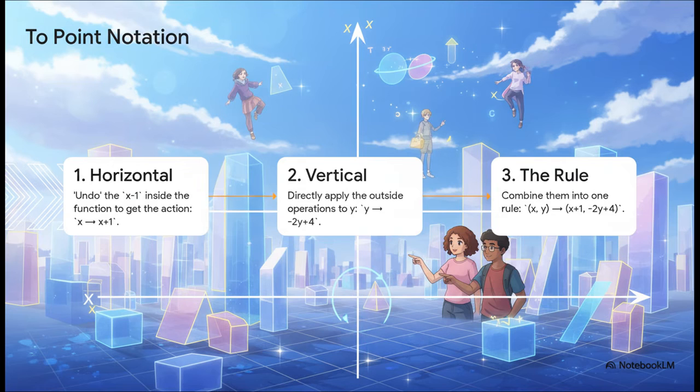Next, the vertical. We just look outside the function. Our y is first multiplied by -2, and then we add 4. We apply those operations in that exact order directly. So y becomes -2y plus 4. And now we just combine them into one single, super powerful map. x, y becomes x plus 1, -2y plus 4.